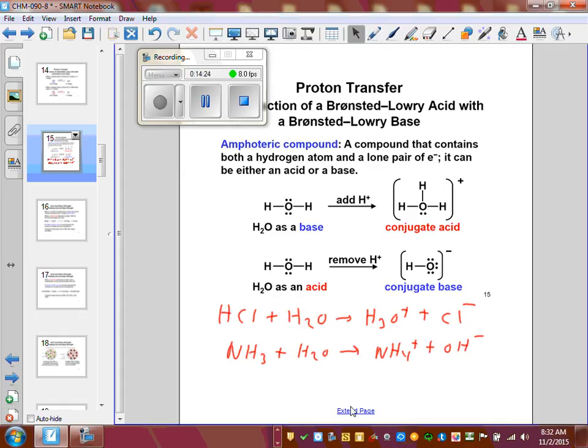In the top equation, what is water? An acid or a base? In this equation, is it accepting a proton or donating a proton? Accepting. It went from H2O to H3O plus. So that means it's a base. Bottom one, what is it? It's an acid. It's an acid because it donated a proton to the NH3.